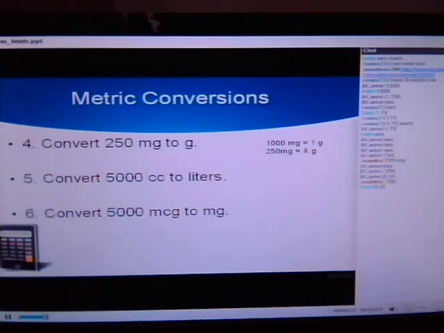Again, I do that same thing. You take 250 times 1 divided by 1,000. So 250 divided by 1,000 equals 0.25. All right, very good, Faith.